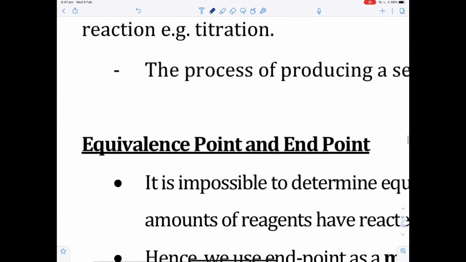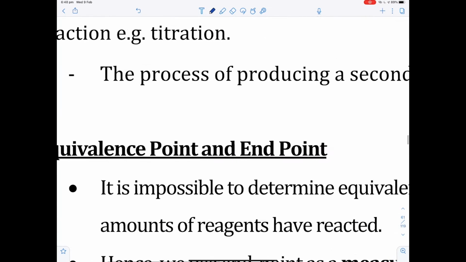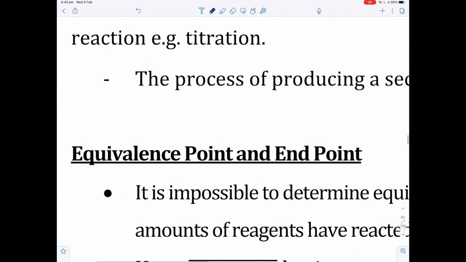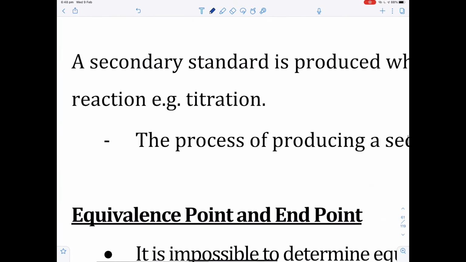Now, again, very quickly, Mahe, what's the difference between equivalence point and endpoint? I want you to give it a go. I'll ask one more person.